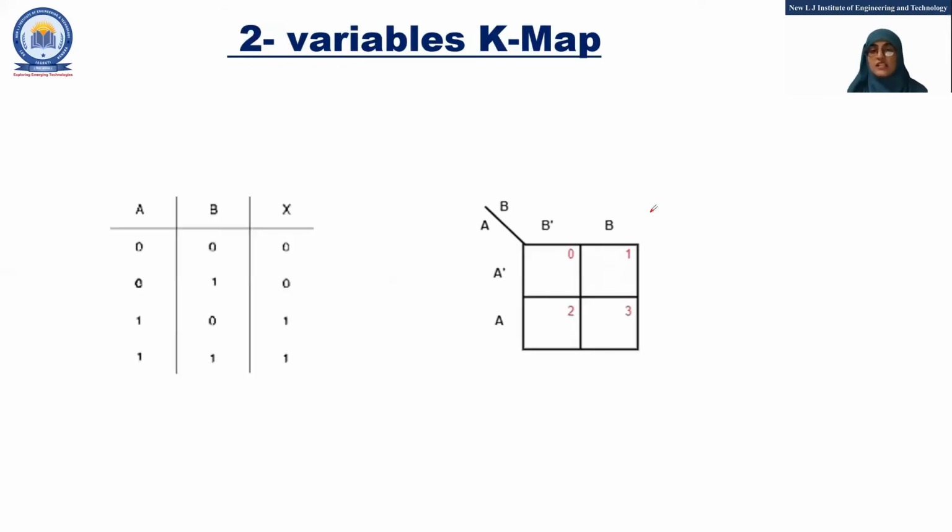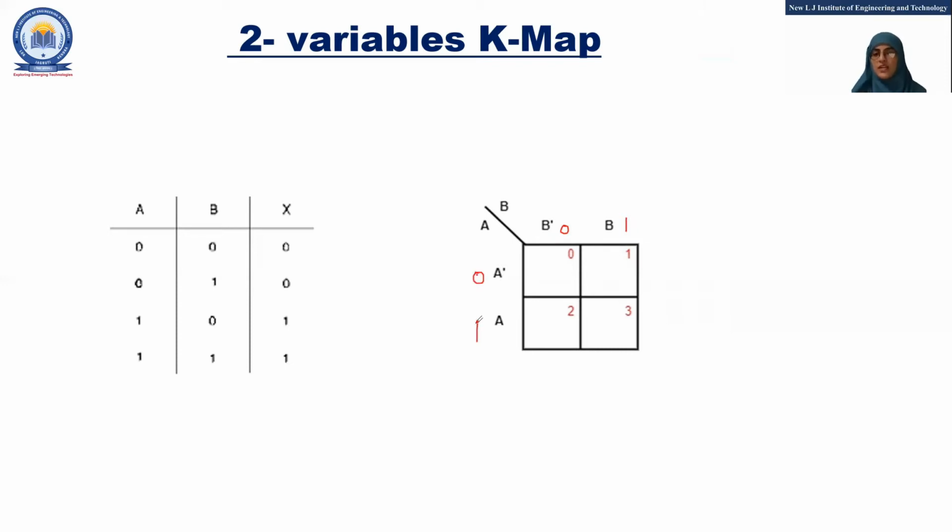Next topic is 2 variable K-maps. So the 2 variable K-map will be written as A, B. Here we will write A prime, A. Here we will write B prime and B. So this will be our 0, this will be our 1. This will be 0, and this will be 1.